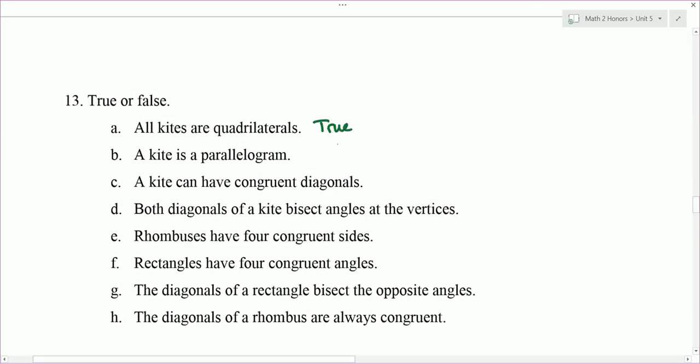A kite has 4 sides. A kite is a parallelogram. That is false. Just by the nature, in the definition, a kite has two adjacent sides that are congruent, 2 pairs of adjacent sides that are congruent. But they're different lengths. So opposite sides are not congruent, and in a parallelogram you have opposite sides that are congruent. So that alone will tell us it's false.